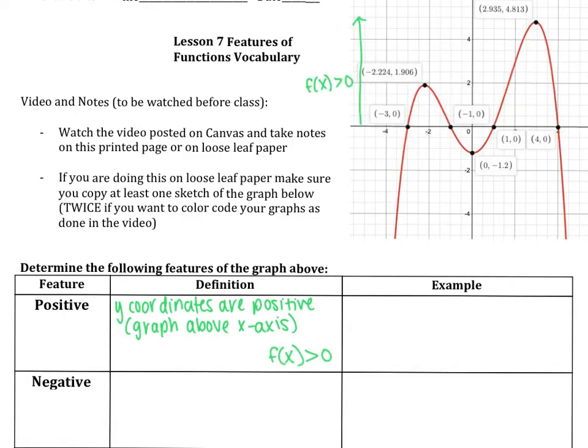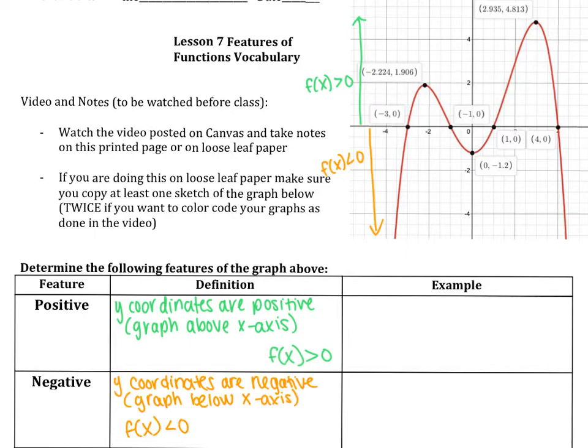We say a function is negative when the coordinates are below the x-axis, and we write this as f of x is less than 0. To write our answer for either a positive or negative interval, we need to always use the x values. The reason is we already know that the function y values are positive or negative, so our intervals are going to only use the x values.